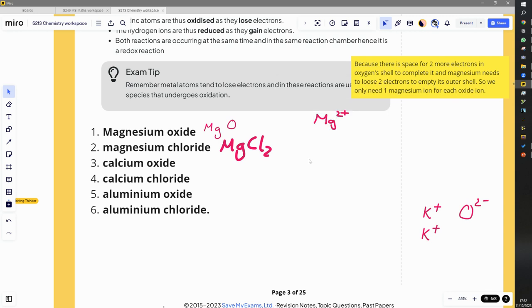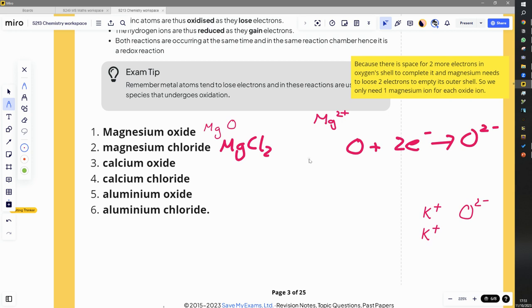Now, oxygen, it's in group 6, so it's got 6 electrons in the outer shell. It has space for up to 8, so it needs to gain 2 more. Okay, so oxygen needs to gain. I'm not going to do O2. I'm just going to do the oxygen atom for now. It's a little bit incorrect, but I'm just going to do it like that to keep it simple. So we've got O2-.